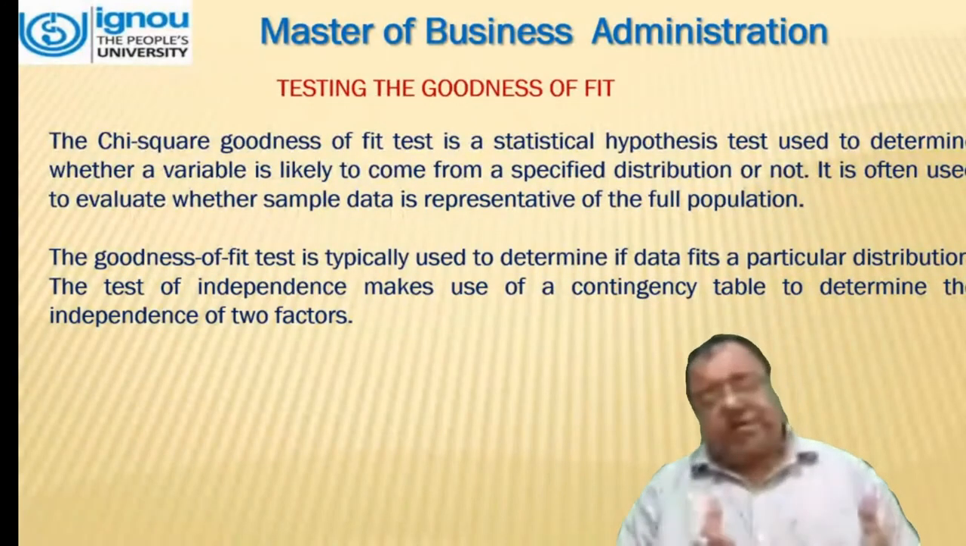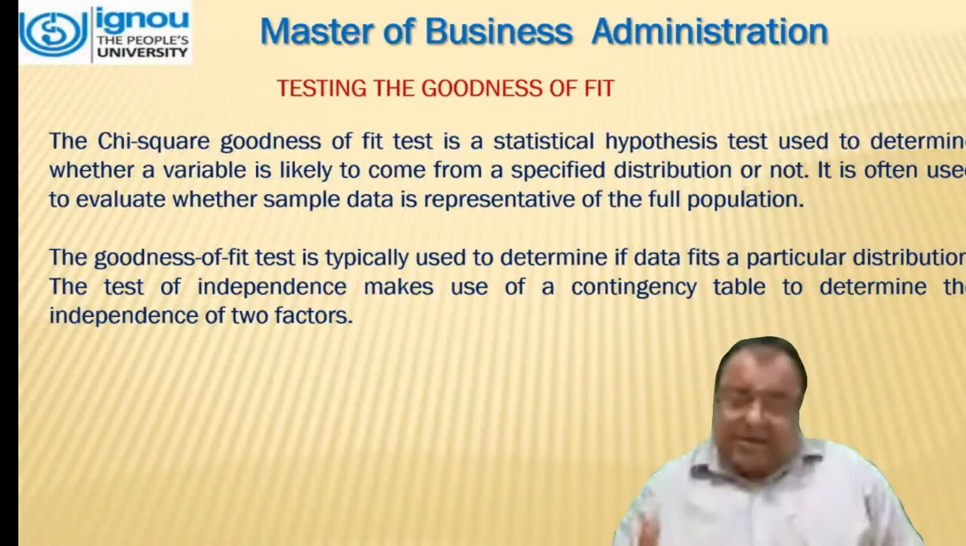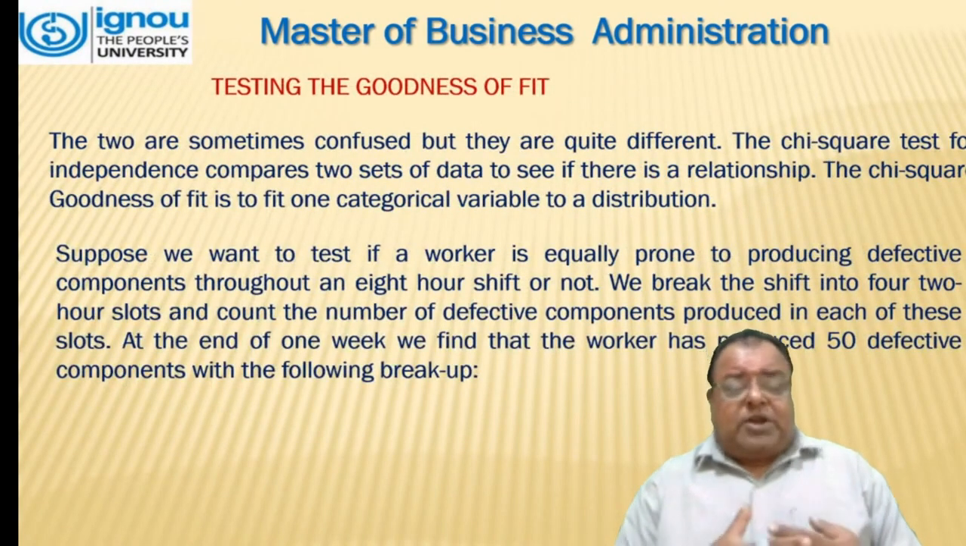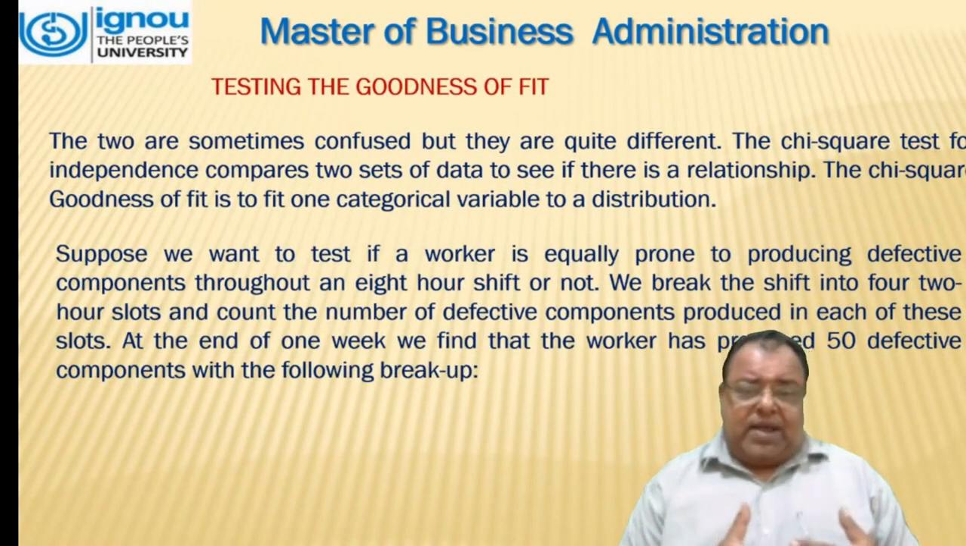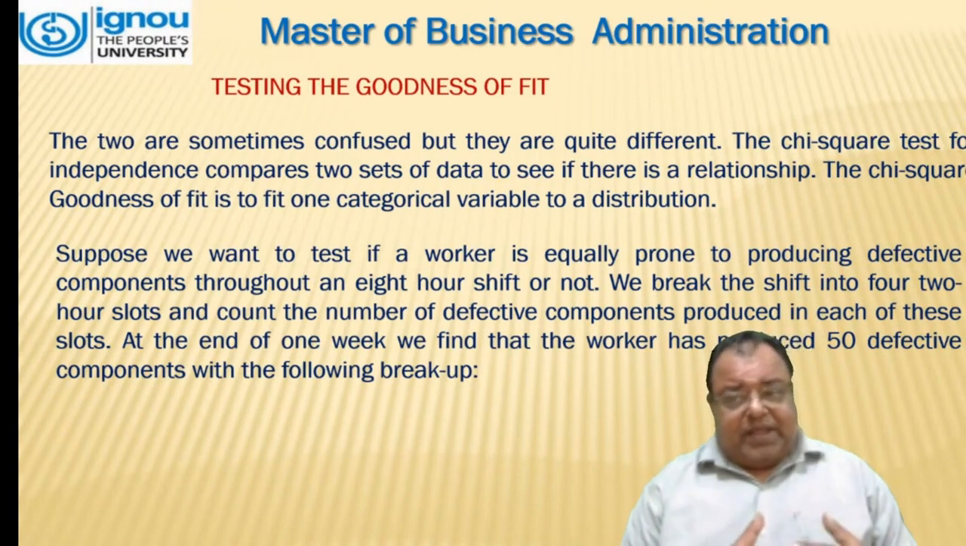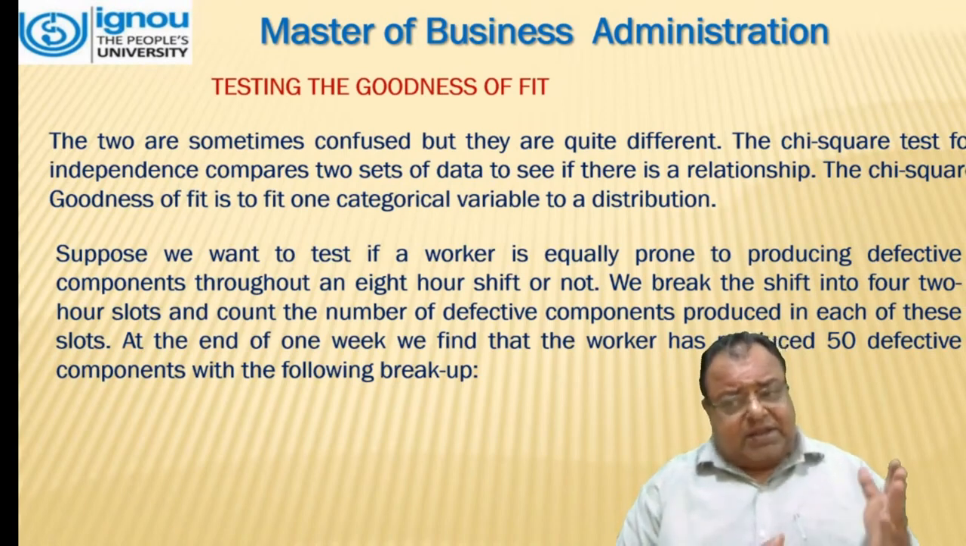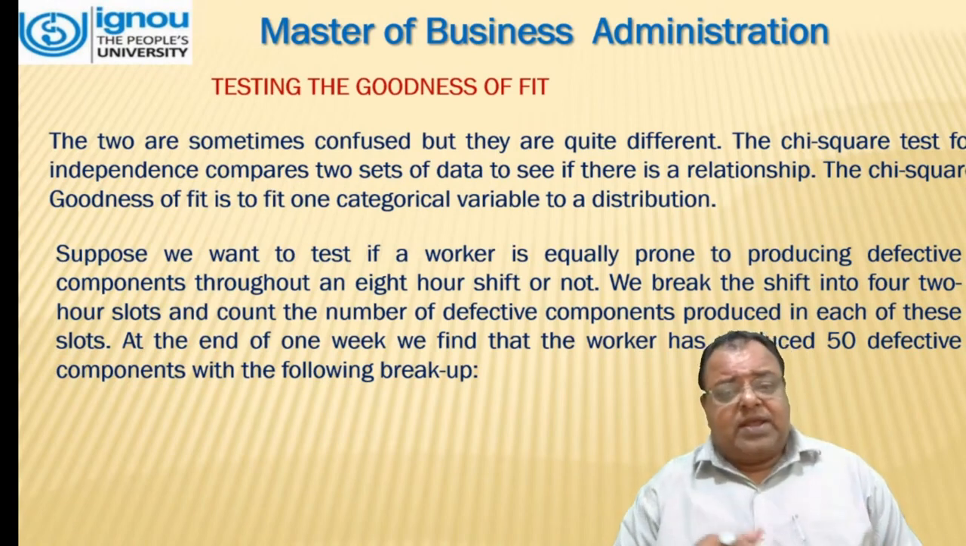The test of independence makes use of a contingency table to determine the independence of the two factors. The two are sometimes confused but they are quite different. The Chi-square test for independence compares two sets of data to see if there is any relationship among them. The Chi-square goodness of fit is to fit one categorical variable to a distribution.